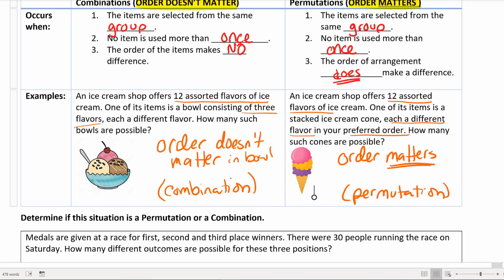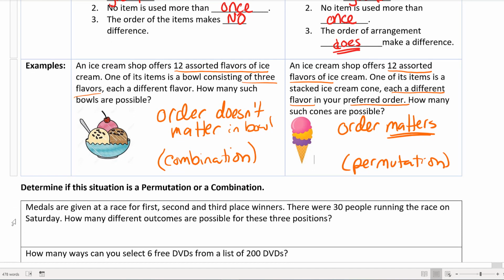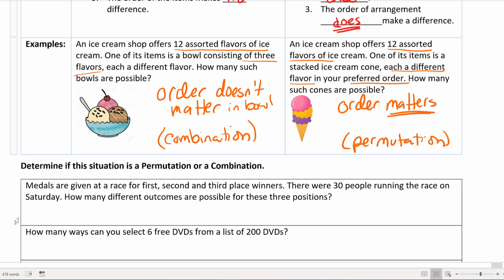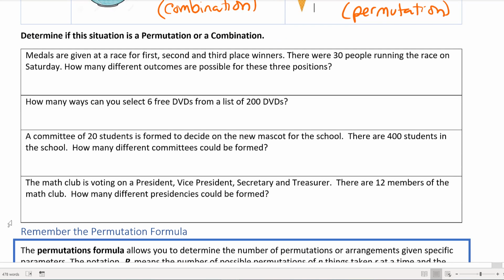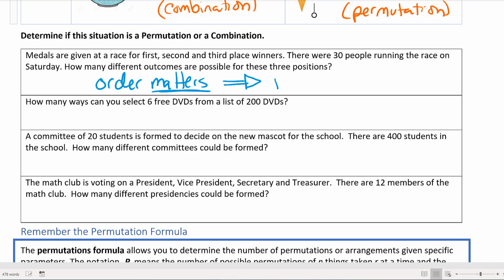Okay, so we're going to take some time to determine if each of the following situations is either a permutation or a combination. We're looking for whether order matters or doesn't matter. Medals are given at a race for first, second, and third place winners. There were 30 people running in a race on Saturday. How many different outcomes are possible for these 3 positions? Does order matter? Yes, it does, and the reason is because it's a race. We care about who comes in first. If order matters, that's going to be a permutation.